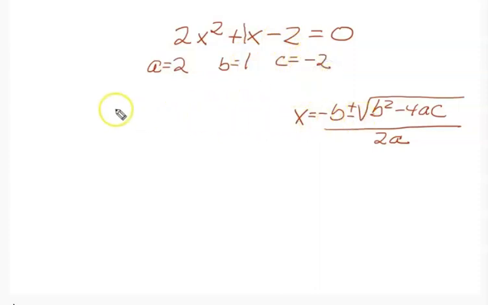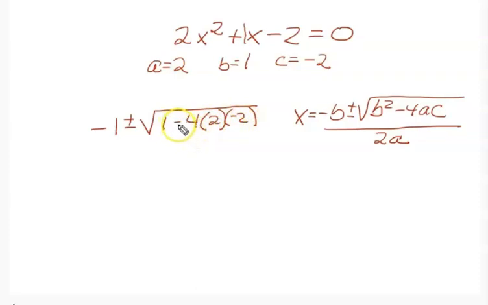So now we go to substitute. So negative B, negative is in the formula, B is 1, so this is -1 plus or minus the square root now. B squared is 1 squared, which is 1, minus 4 in the formula. A we said was 2. C is a -2. And I would put it in parentheses like this.